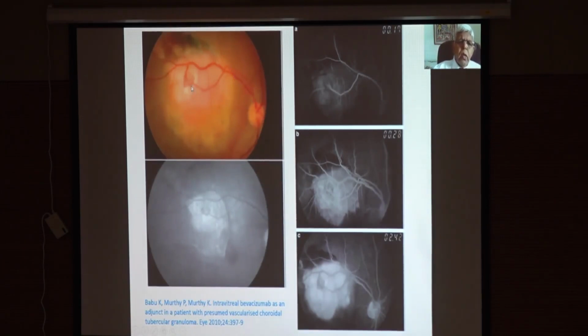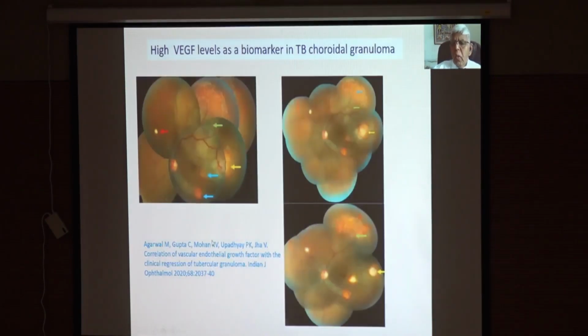You can see what I showed you earlier, the presence of vessels in this large granuloma. When you do fluorescein angiography of the granuloma, you can see the internal structure is highly vascular, and this is what is visible here. So Kalpana Babu gave this patient Avastin along with anti-TB drugs.